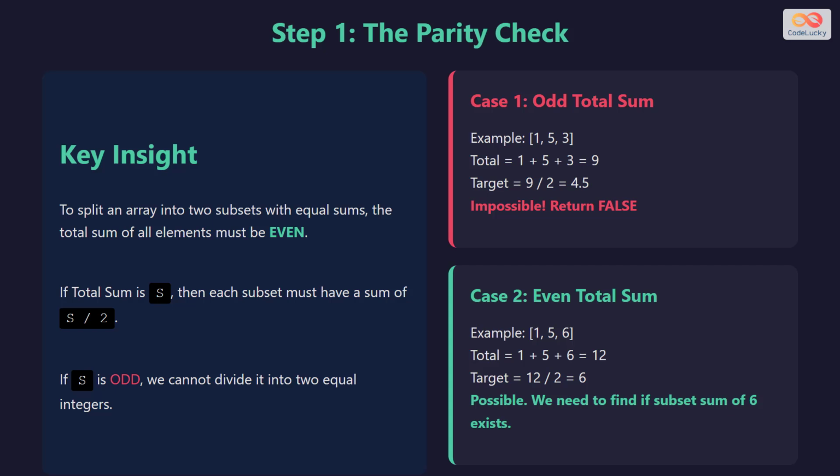Before we jump into complex algorithms, there is a simple mathematical check. For two subsets to be equal, the total sum of the entire array must be even. If the total sum is odd, it is mathematically impossible to divide it into two equal integer halves, so we can immediately return false. If it is even, our target for each subset becomes the total sum divided by 2.